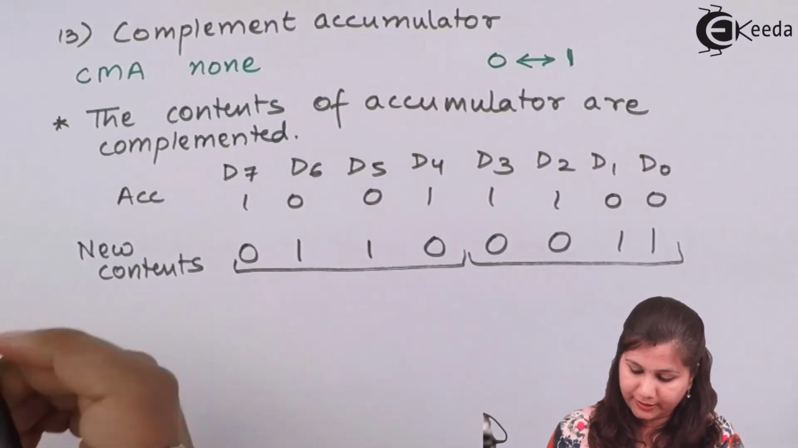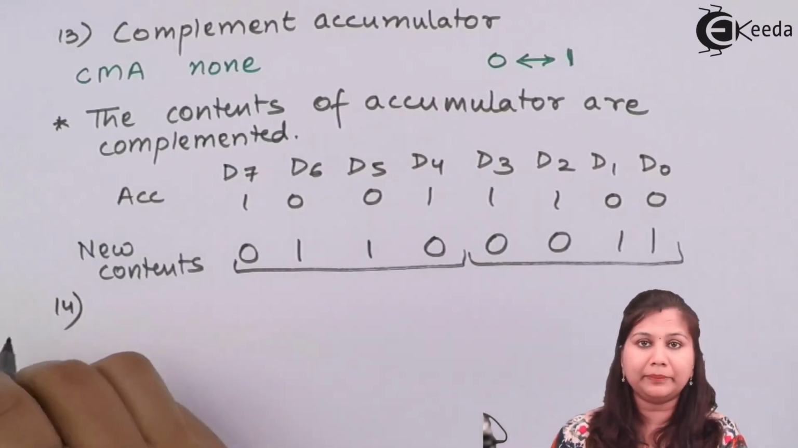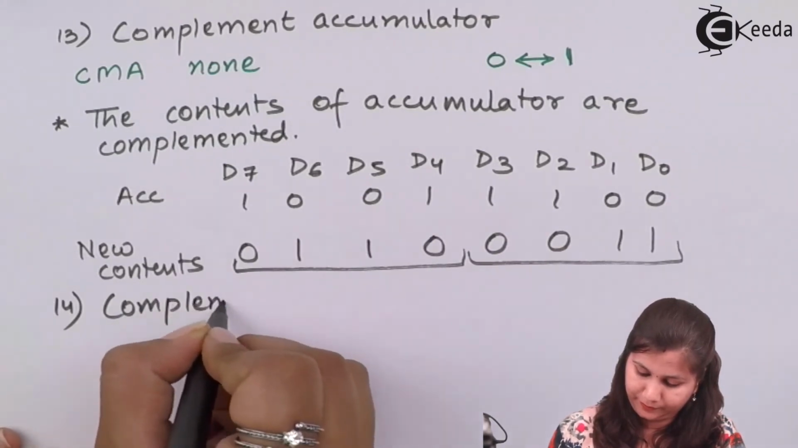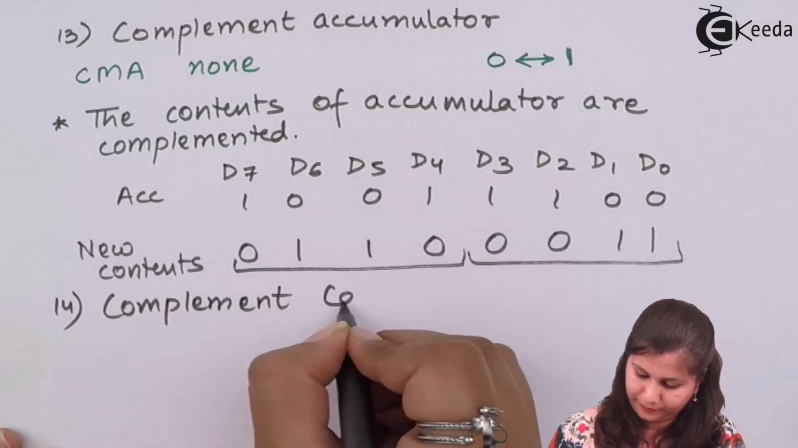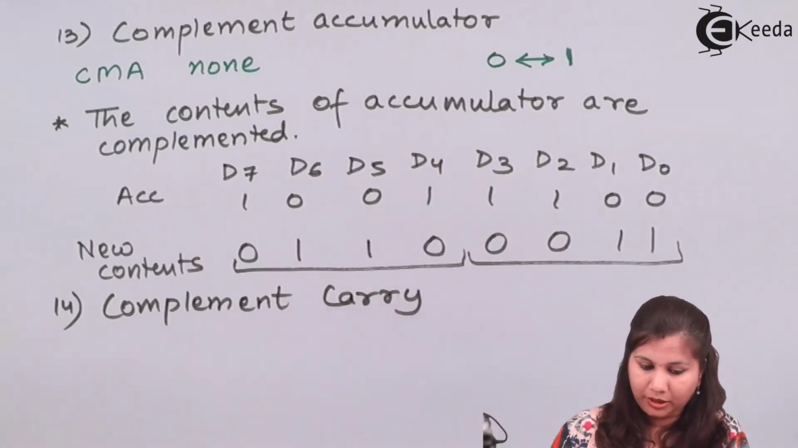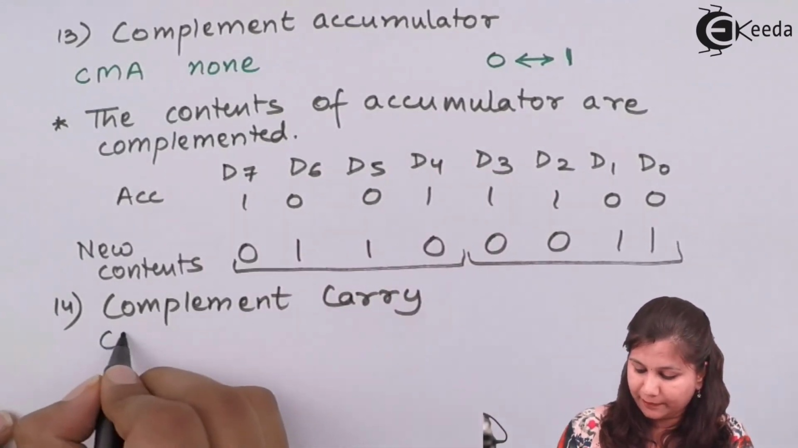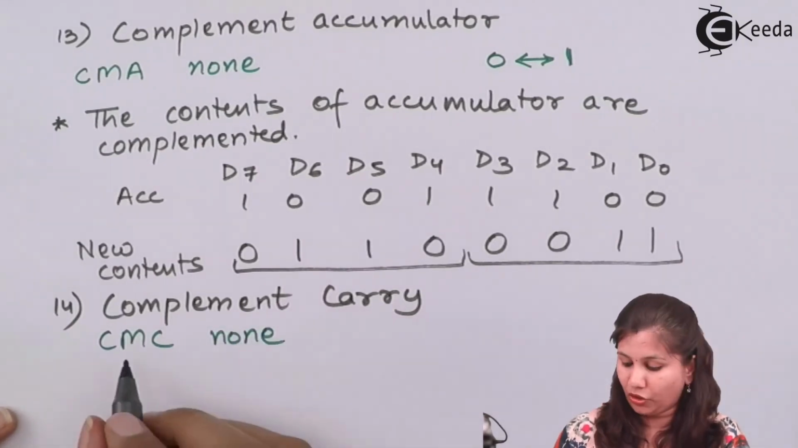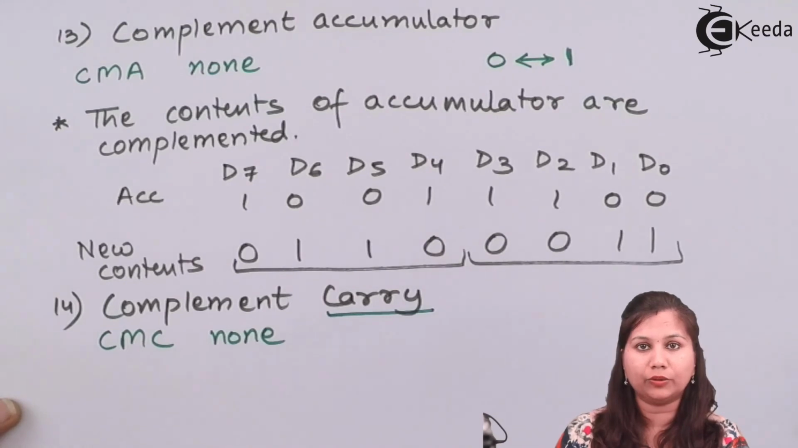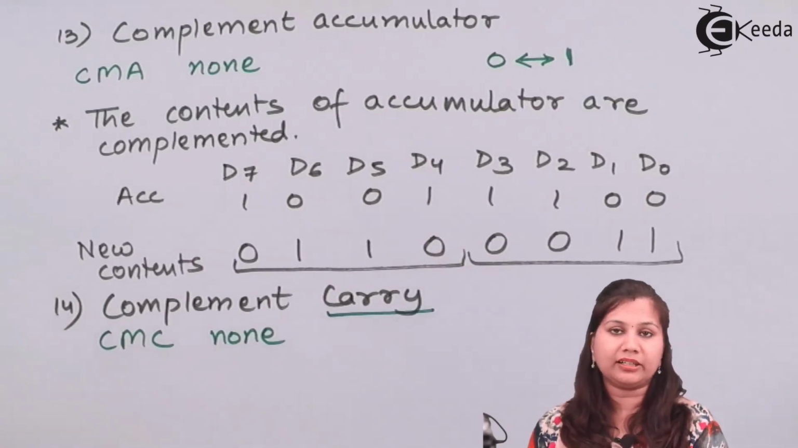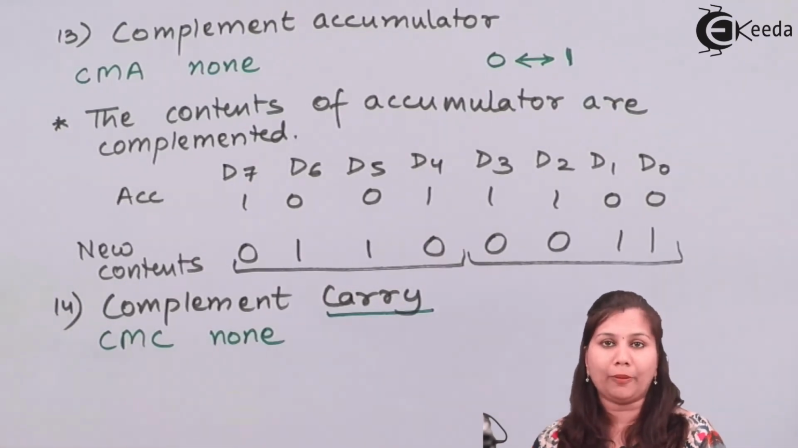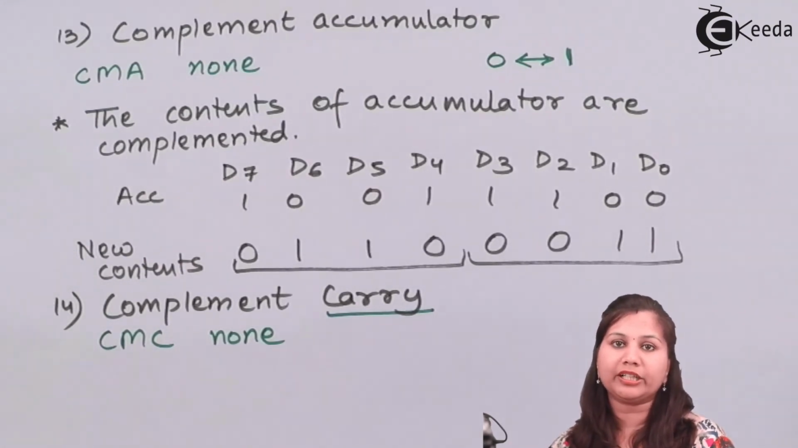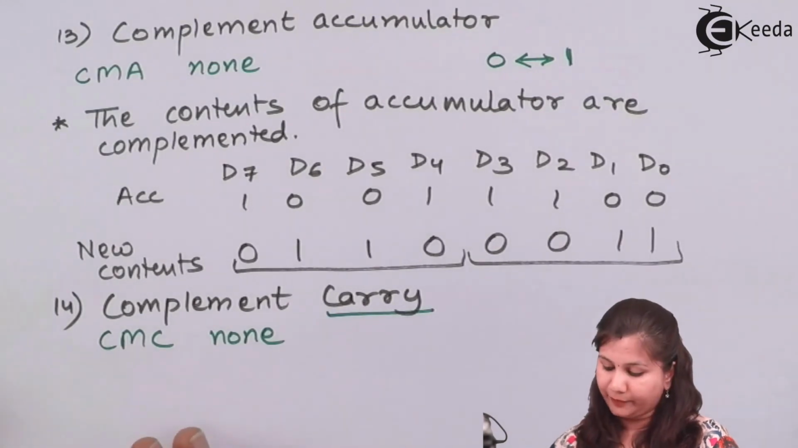Next instruction is complement carry. The mnemonic for this is CMC, and no operand is to be specified because here the operand is the carry flag. So whatever the contents of the carry flag are, they will be complemented. Suppose if the carry flag is set, it will be reset, and if it is reset, it will be set.